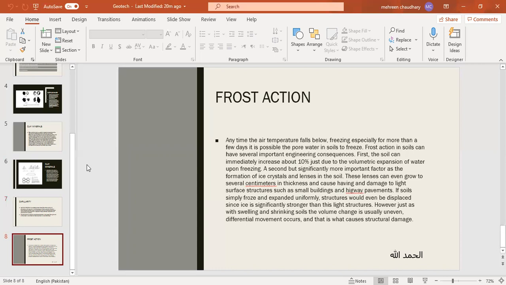A second, but significantly more important factor is the formation of ice crystals and lenses in the soil. These lenses can even grow to several centimeters in thickness and cause heavy damage to light surface structures such as small buildings and highway pavement. If soil simply froze and expanded uniformly, the structure would simply be displaced since ice is significantly stronger than the soil structure. However, just as with swelling and shrinking soil, the volume change is usually uneven. Differential movement occurs and that is what causes structural damage.